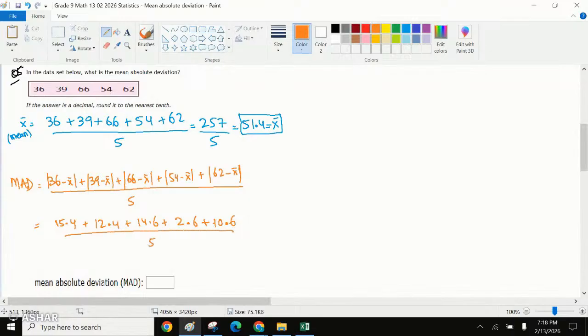So when we add the numbers together, 15.4 plus 12.4, 14.6, 2.6, and 10.6, the sum of these numbers comes out to be 55.6 divided by 5. And when we divide by 5, the answer comes out to be 11.12. One decimal place, round down, and the answer should be 11.1. Okay, do we agree?